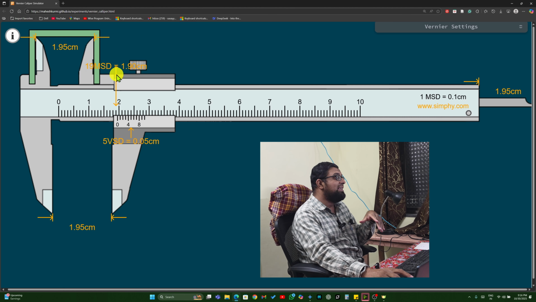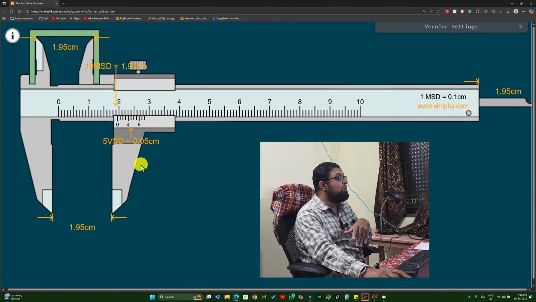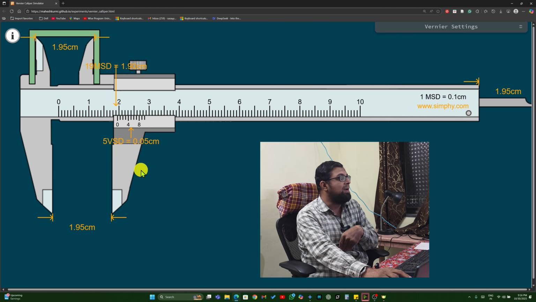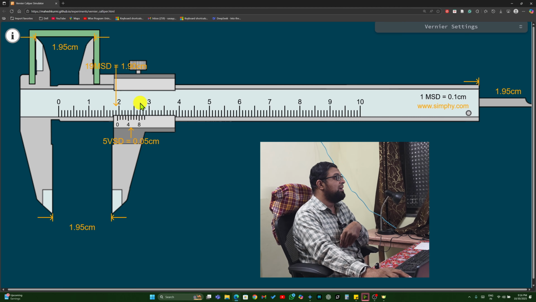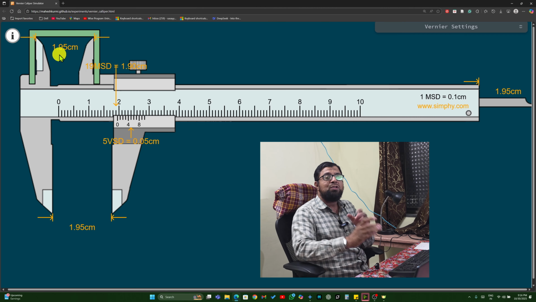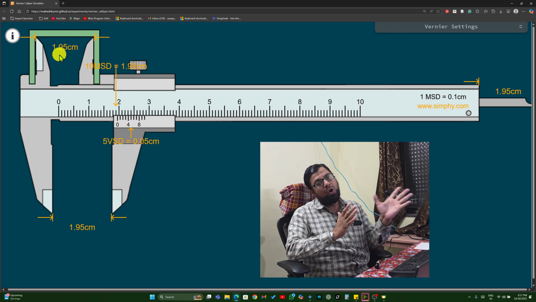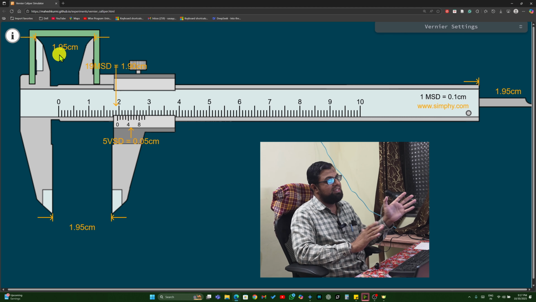Now we have to add these two readings, that is the main scale reading and this vernier scale reading together. So it will be 1.90 centimeter plus 0.05 centimeter. So it comes out to be equal to 1.95 centimeter. So this is the internal dimension of this object given to us.